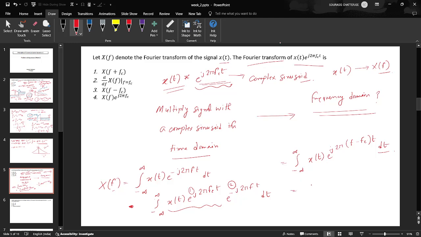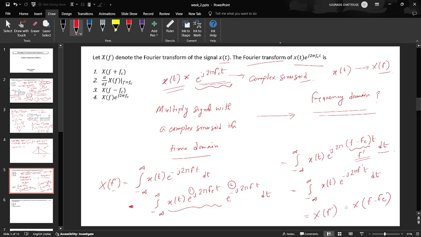So now I can write it as integral from minus infinity to infinity x(t) e to the power minus j 2 pi f' t dt, where by change of variable I am denoting f minus f_c as f'. So of course the answer is going to be X(f'). Now how this f' and f are related, you can see from this change of variable. So f' is nothing but f minus f_c. So what we are getting here is nothing but X(f minus f_c). So this is all about math.